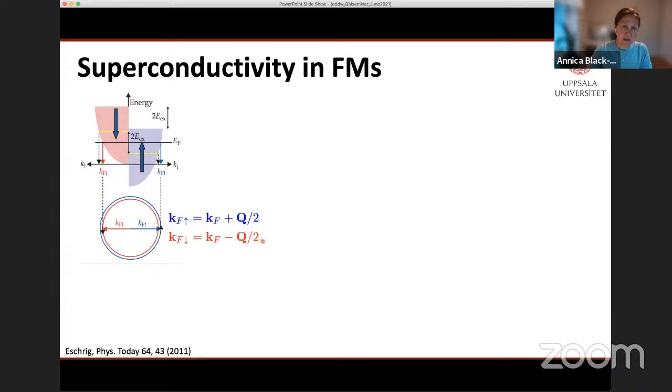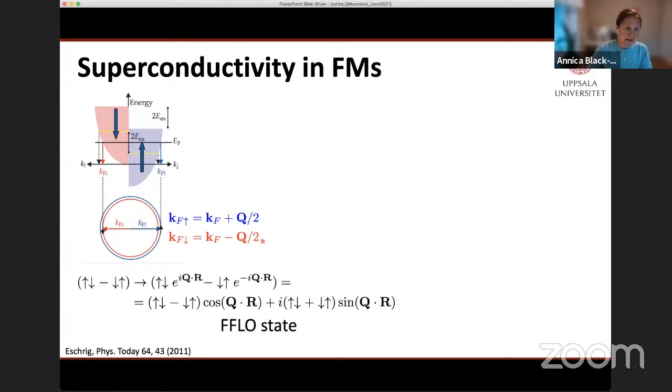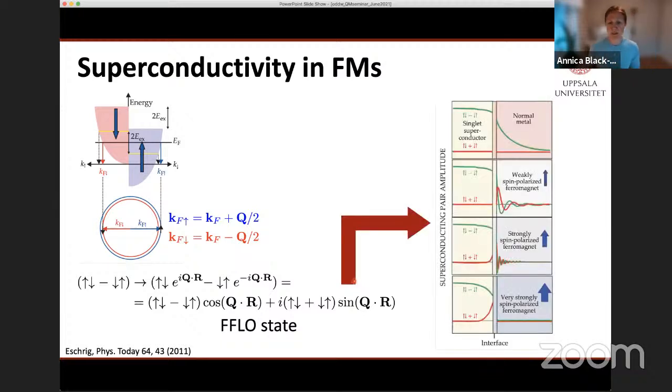If you work out what this does to a spin-singlet state, the spin-singlet state now gets modulated by this q vector. And this modulation, this exponential modulation, we can write as a cosine and a sine state. And this is the FFLO state you might know about. So it gets a spin-singlet state that has a cosine modulation and a spin-triplet state that has a sine modulation. And if you just plot how this behaves, it will look something like this.